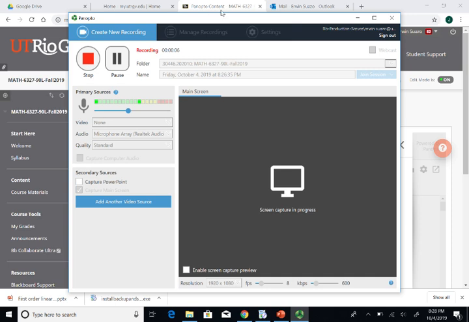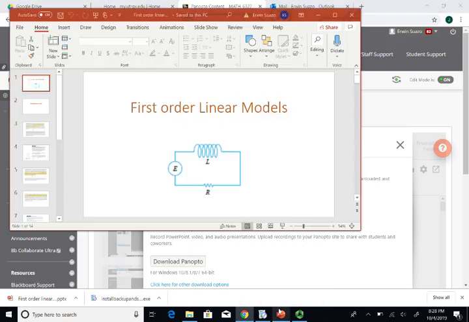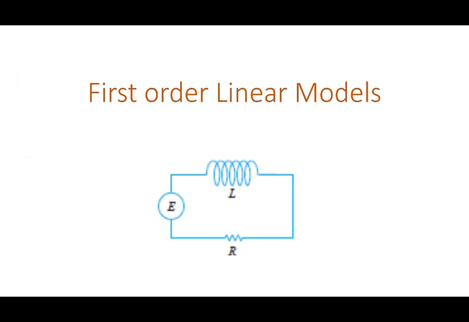Okay, guys, let me open my PowerPoint here. Okay, so we're going to see applications of first order linear differential equations.